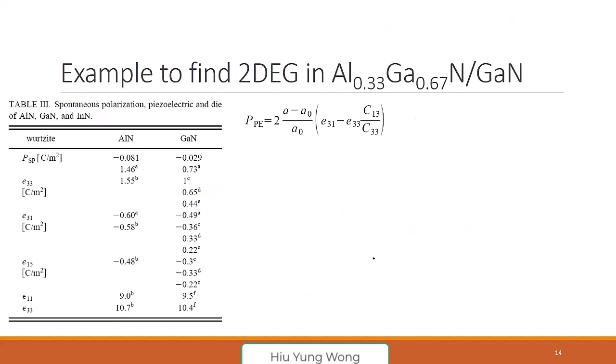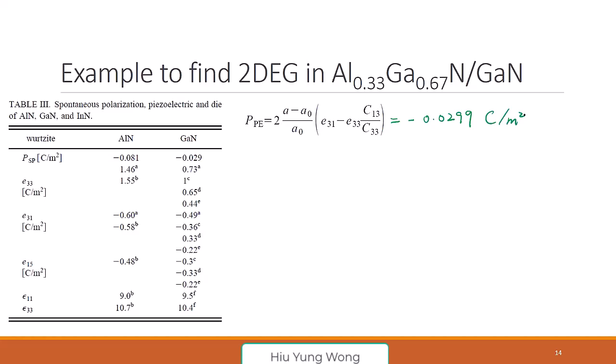So what is the result? These are just math. So what we get, after you've done the substitution, is equal to negative 0.0299. This is Coulomb per meter square.